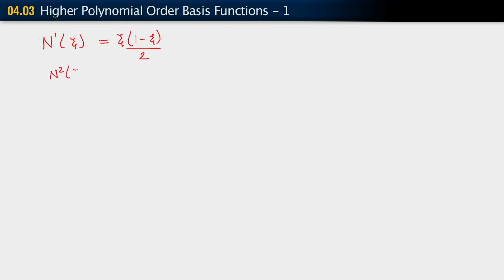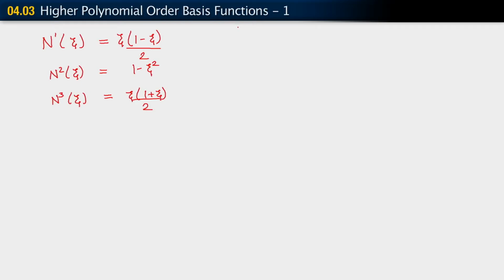N2 is 1 minus c squared, and N3 is c times (1 plus c) divided by 2. All right? You observe, of course, that these are clearly quadratic in c.